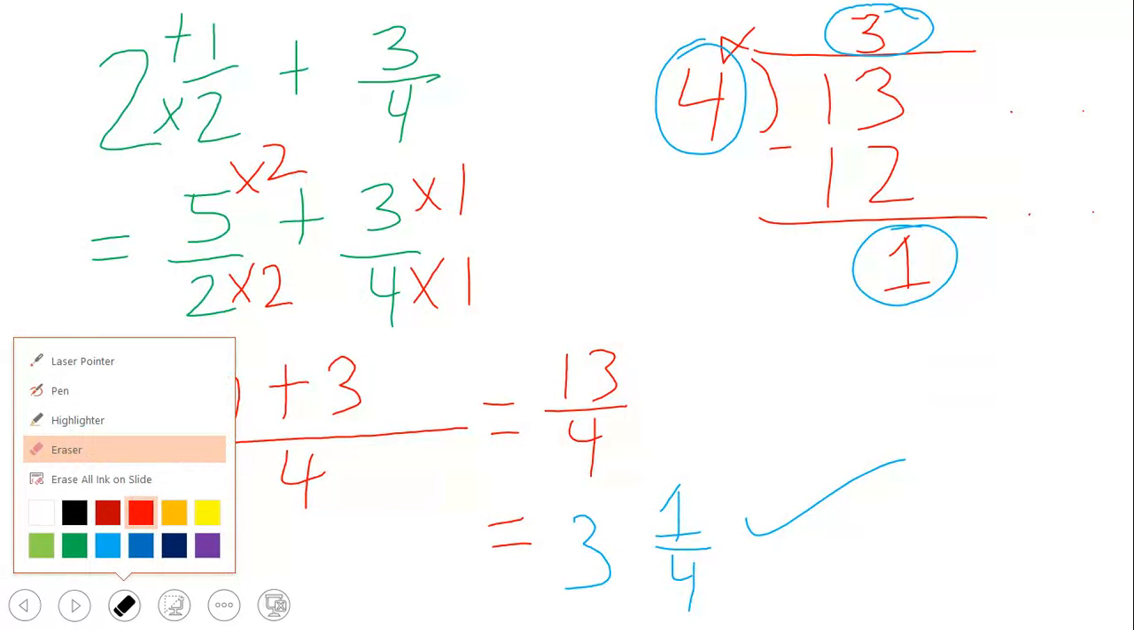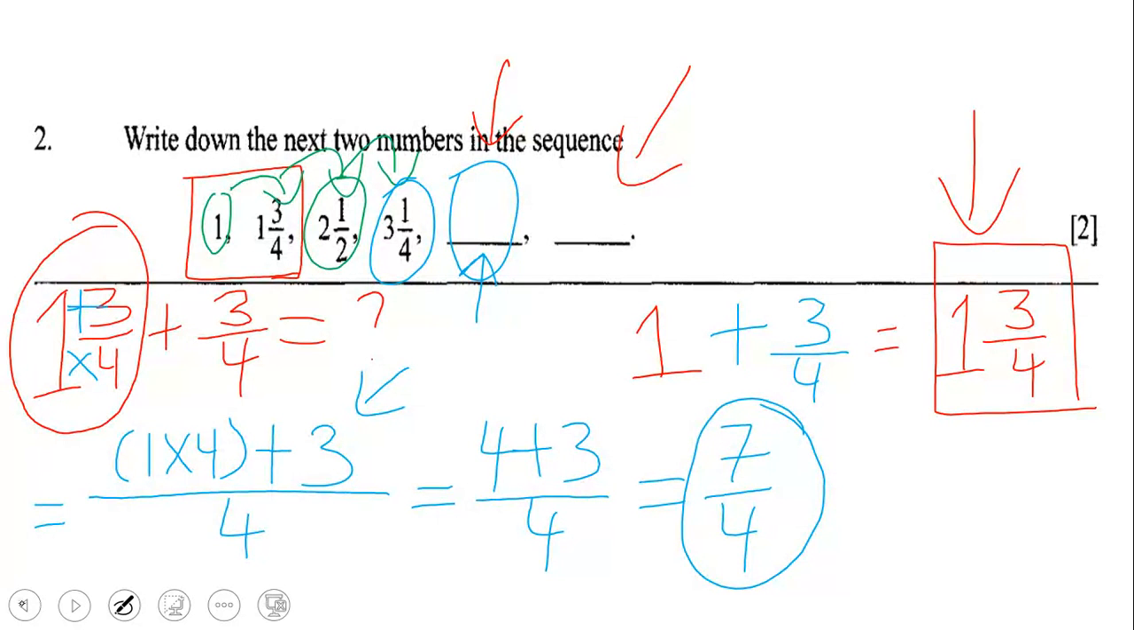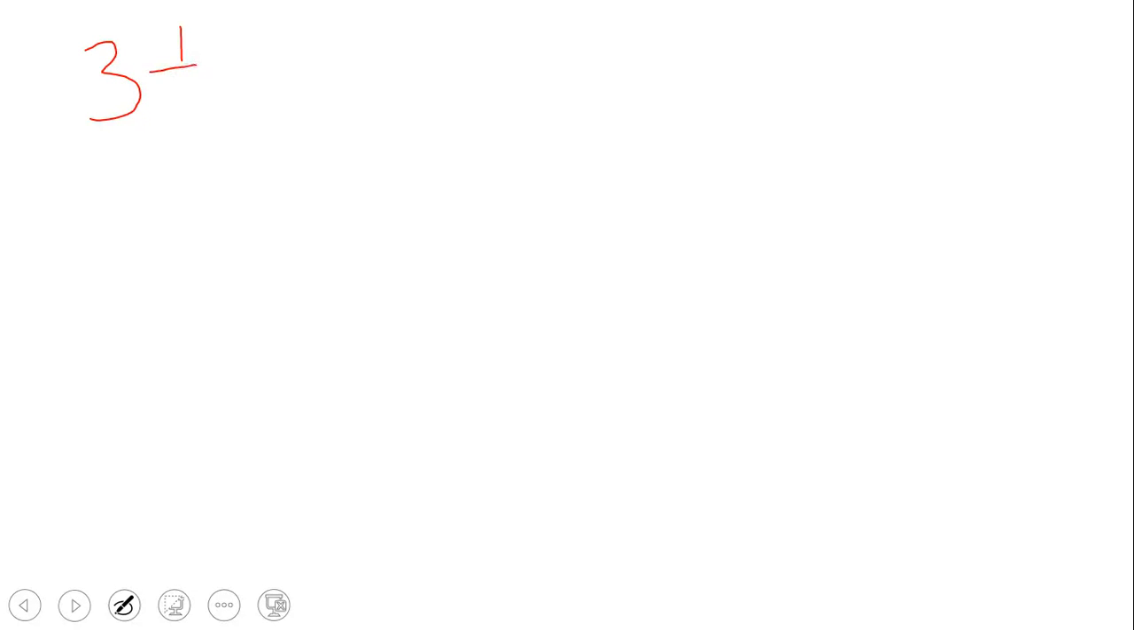Okay, so let me erase. So we have 3 and 1 over 4, right? And we're going to add 3 over 4 to 3 and 1 over 4. In order to do this, let us convert 3 and 1 over 4 to an improper fraction. That's one way we could do this. There's also another way that we could do this.